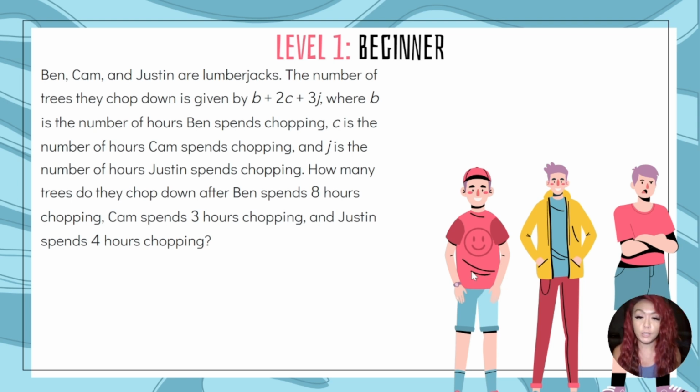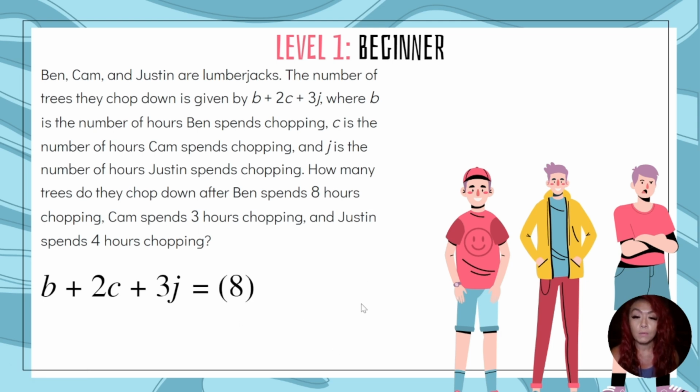So we have our expression here, B plus 2C plus 3J. In a question like this, all we have to do is substitute our values for our variables. We know B stands for the number of hours Ben spends shopping. The question tells us he spends 8 hours shopping, so we're going to substitute 8 for B. We're going to substitute 3 for C because the question tells us Cam spends 3 hours shopping. And then we'll substitute 4 for J because the question tells us that Justin spends 4 hours shopping.